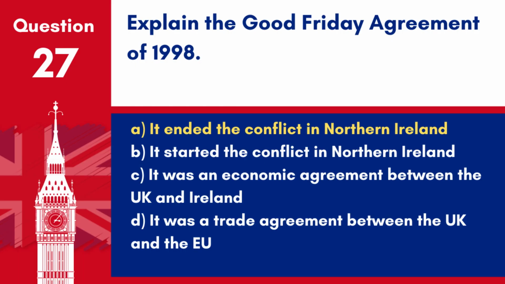Answer A. It ended the conflict in Northern Ireland. The Good Friday Agreement was a major political development in 1998 that helped to end most of the violence of the Troubles, a conflict involving nationalists and unionists in Northern Ireland.